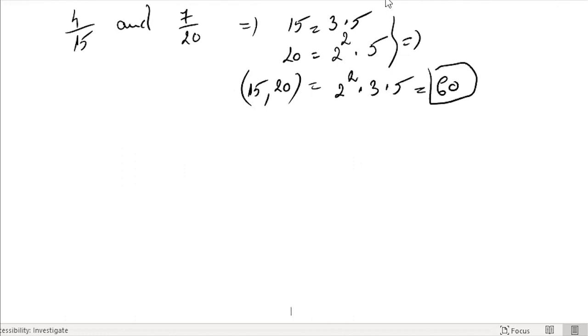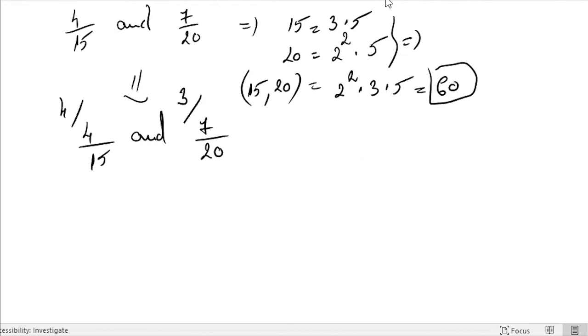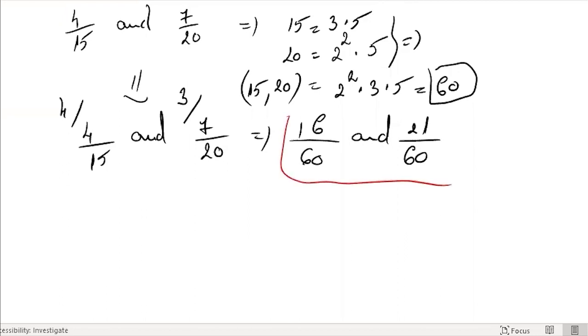With my common denominator, I'm going to amplify 4 over 15 with 60 divided by 15, which equals 4. And the second one, I'm going to amplify with 60 divided by 20, which equals 3. So the resulting fractions are 16 over 60 and 21 over 60. My initial fractions, yes, with the same common denominator.